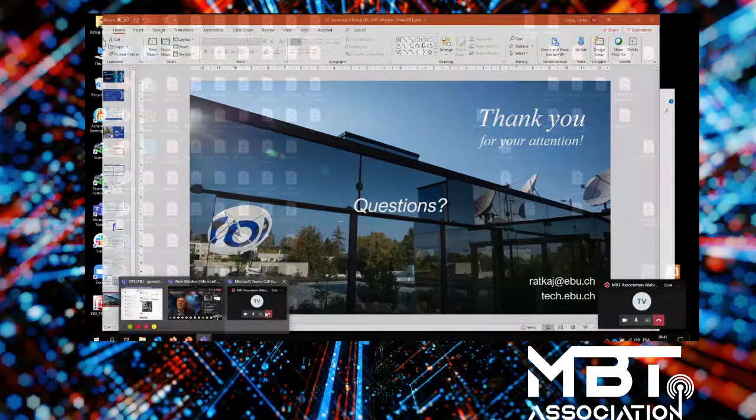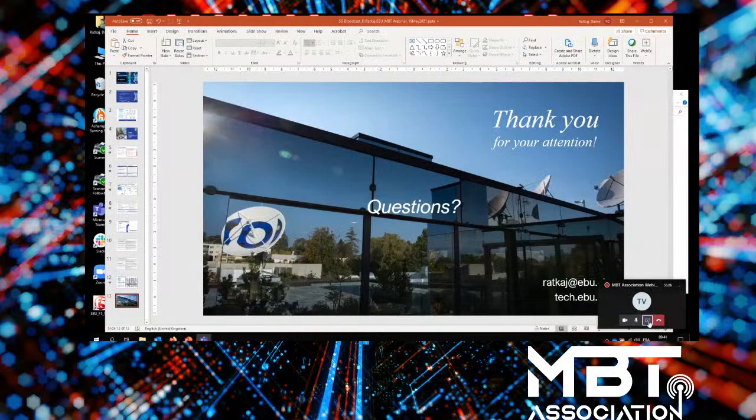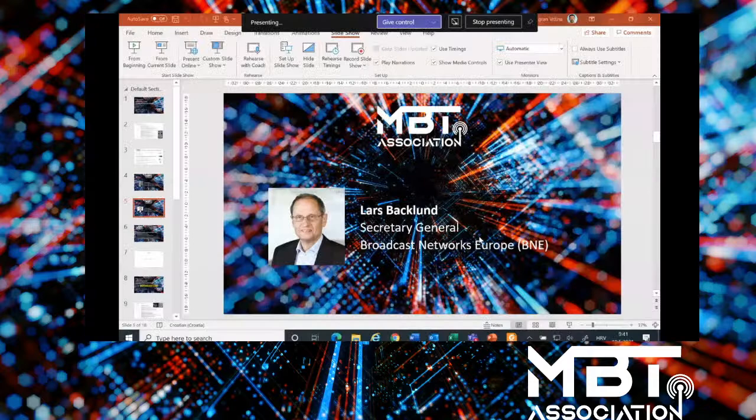Thank you. We proceed with the second keynote speaker. The second keynote speaker is Lars Backlund. Lars is Secretary General of Broadcast Networks Europe, an organization representing interests of broadcast network operators in Europe. He has a long experience in broadcasting and other communication systems through Teracom Sweden, where he has held several leading positions, including international business development, strategic planning, and regulatory affairs. Lars, please proceed with your presentation.